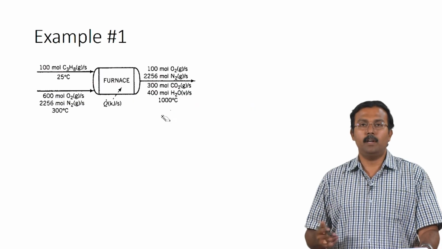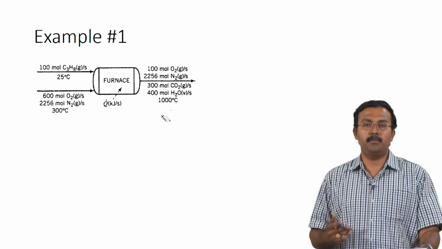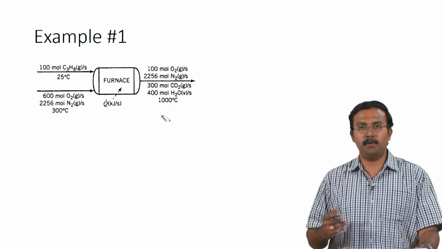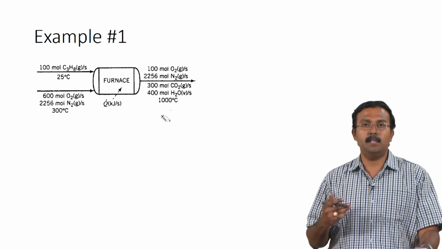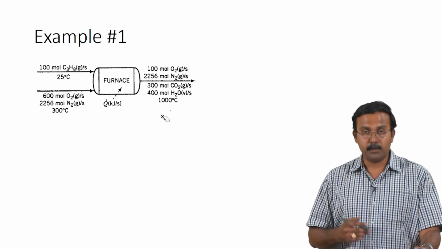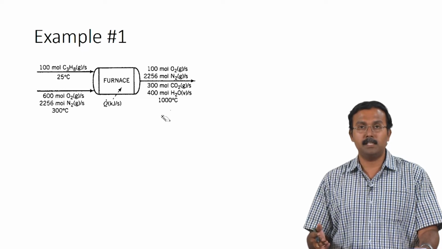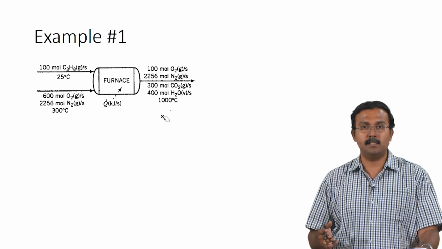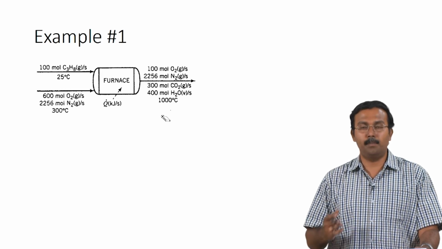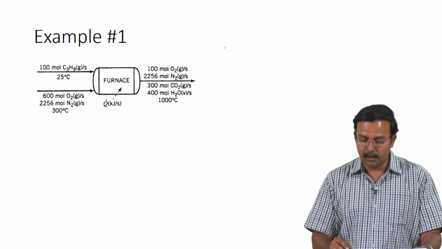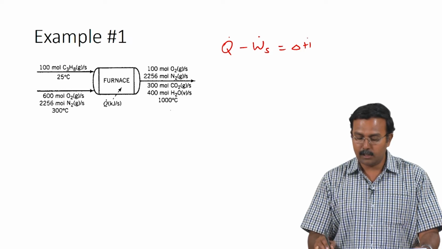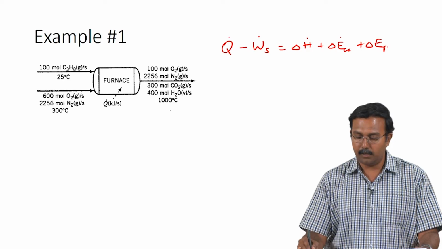The first step for any energy balance problem is to perform material balances. Here all the flow rates are known, so we do not need to perform any material balances. We can start with the energy balance aspect. The first step is to identify what type of system it is, whether it is an open or a closed system. You have flow rates coming in and flow rates leaving the system, so it would be an open system. For an open system, the general energy balance equation is Q dot minus Ws dot equals delta H dot plus delta Ek dot plus delta Ep dot.